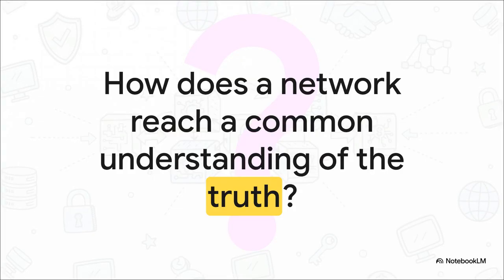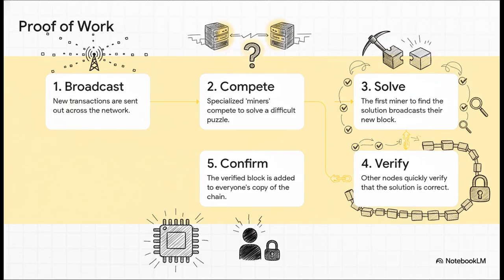So the huge question is, how do they actually do it? How does a network of thousands of independent computers who don't necessarily trust each other establish a single shared source of truth? Well, Bitcoin's original solution, and the most famous one, is a process called proof of work. Okay, here's how it works.